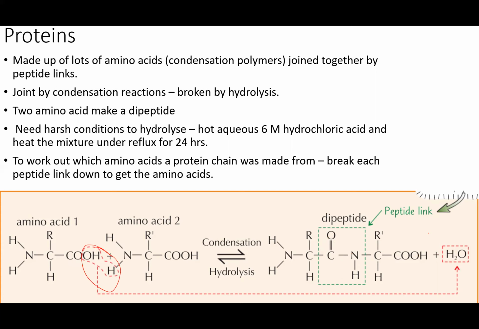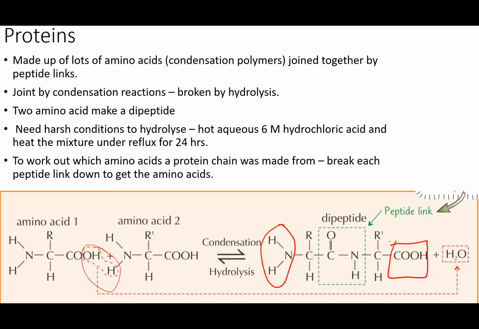When we look at the dipeptide in detail, the dipeptide still has that NH2 group at one end, which you can see here, and a COOH group at the other. So if you want to add more amino acids to the chain, you can. You just keep repeating that condensation reaction again and again, and the chain can get longer and longer.